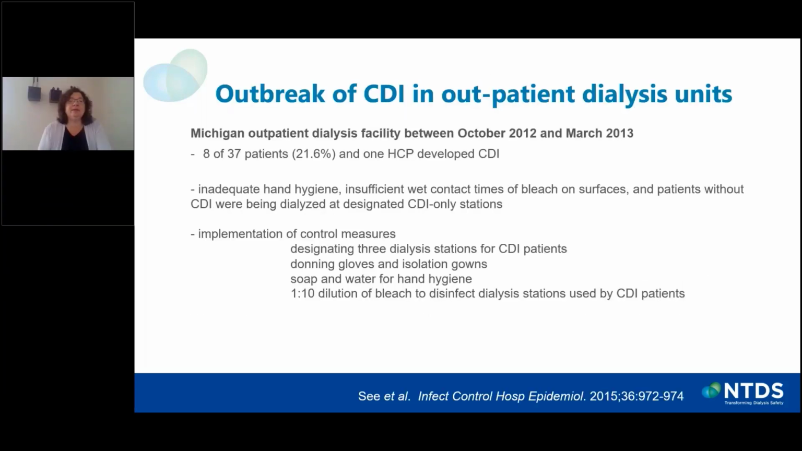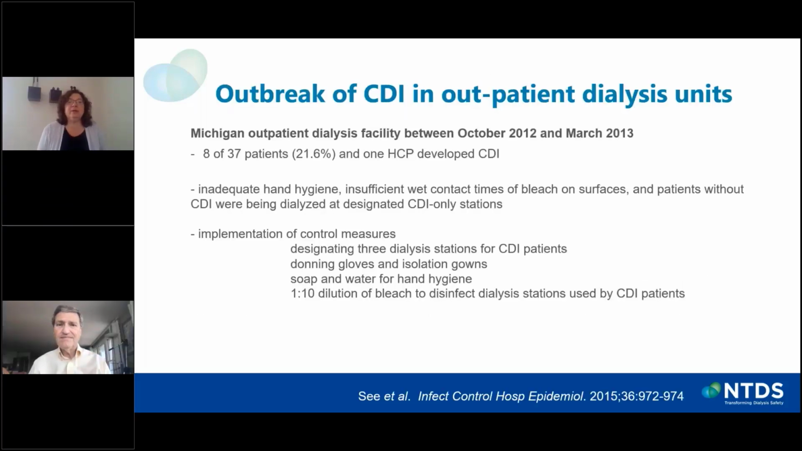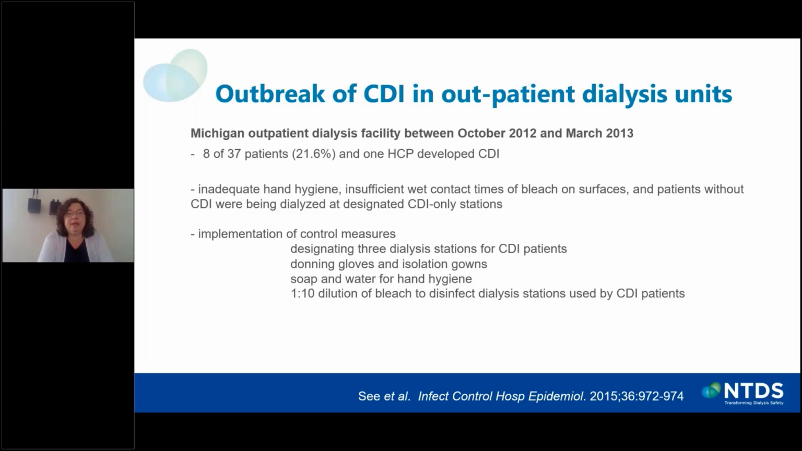And I'm going to finish by discussing an outbreak that occurred in an outpatient unit in Michigan, where 8 out of 37 patients, so almost 22%, developed C-DIFF from October 2012 to March 2013. And also important to emphasize is that 1 healthcare worker developed C-DIFF. So this is not just preventing C-DIFF amongst our patients, but also for the healthcare workers that are taking care of these patients. They are at high risk of acquiring C-DIFF from them as well.